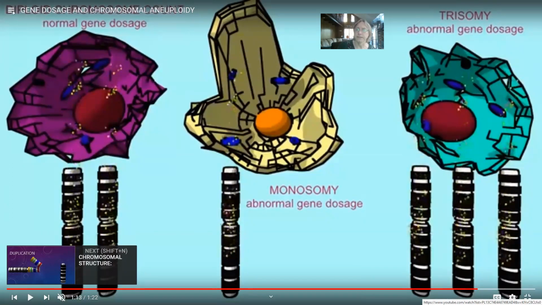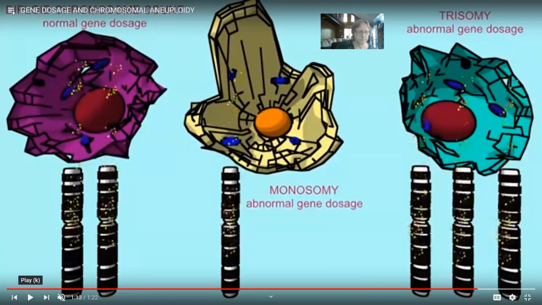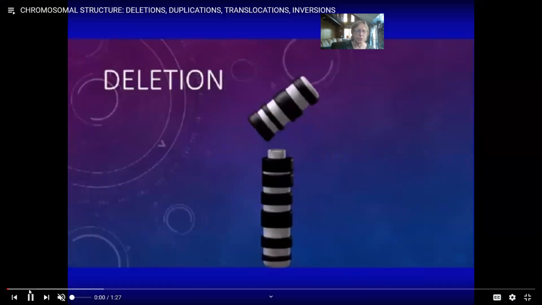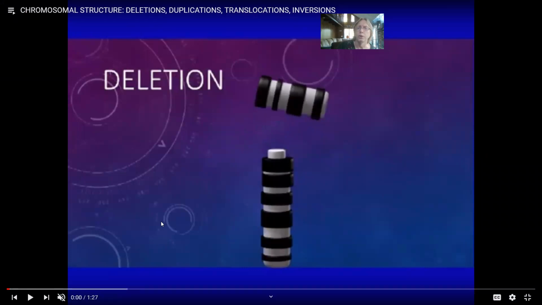There are other reasons, and I'll get to those. Now, before going into some of the other ways that this could affect, let me talk about what's called changes to chromosome structure.